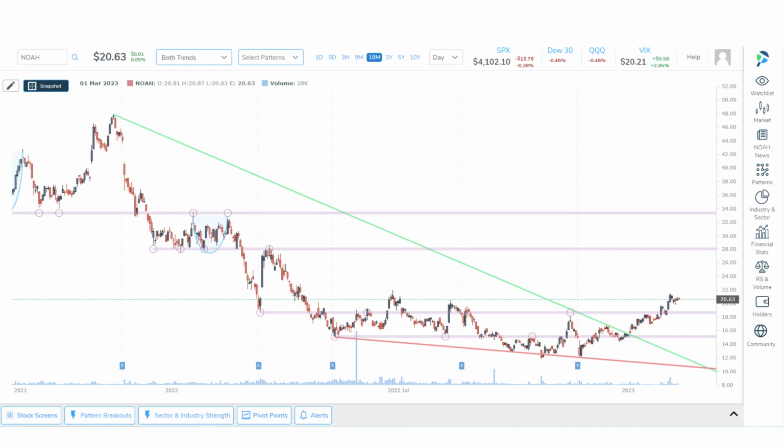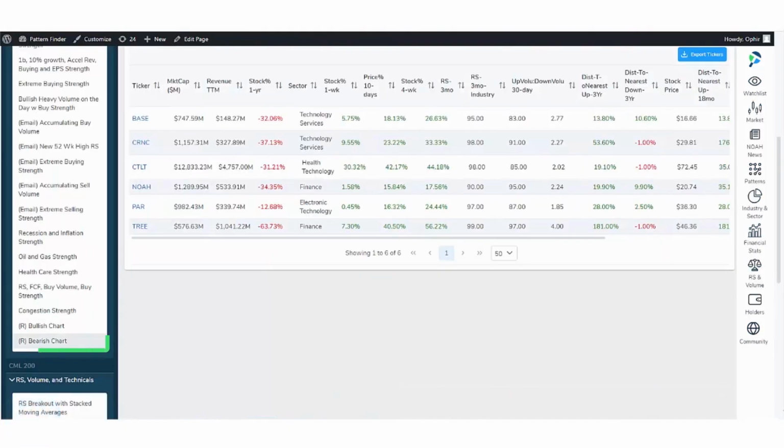And there we have it. We can find bullish charts with computing power simply by going to the screener. And we can do the same thing for bearish charts by simply clicking on the bearish chart screener.